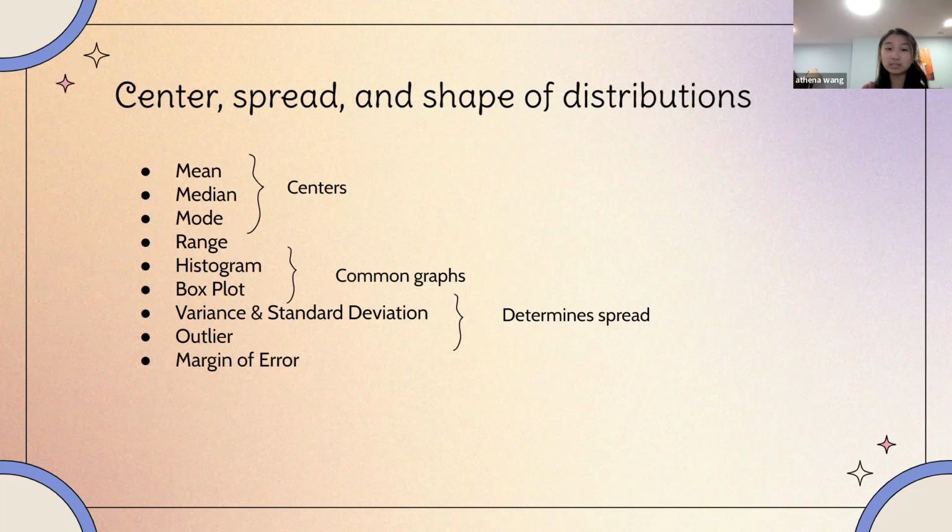Remember the question in the beginning of class? We talked about outliers and how they affect the mean of this problem. And then there would also be margin of error problems, but I don't think we're going to have time to touch on that today.